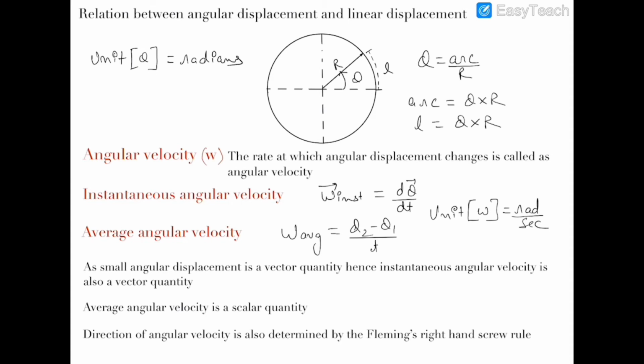Now the direction of angular velocity is also determined by Fleming's right hand screw rule, which means that if any particle is rotating in an anti-clockwise sense, then the direction of angular velocity will be towards the observer, coming out of the plane, and if the particle is rotating in the clockwise sense, then the direction of angular velocity will be away from the observer, perpendicular and inside the plane.